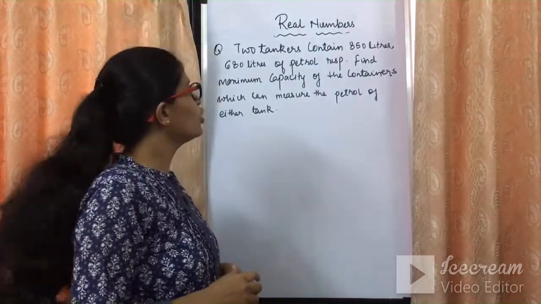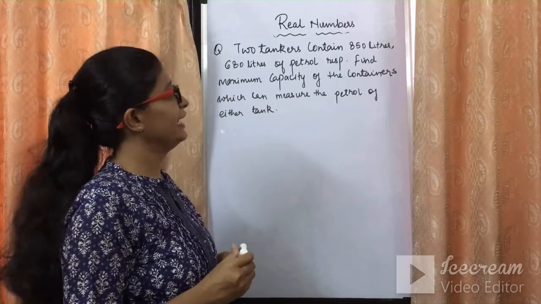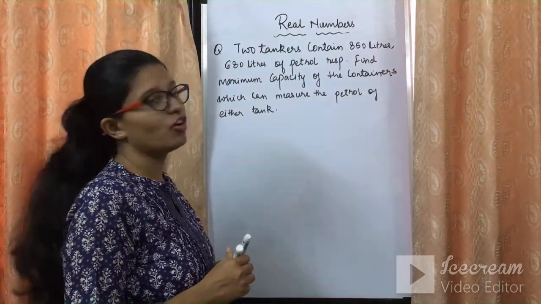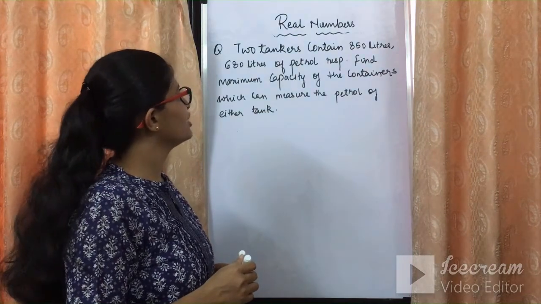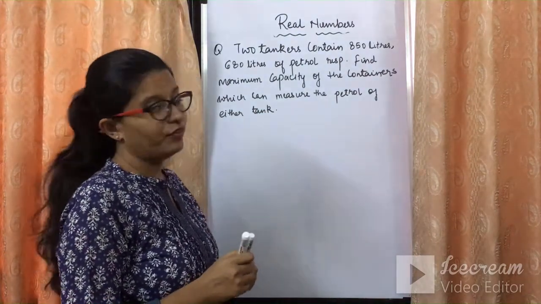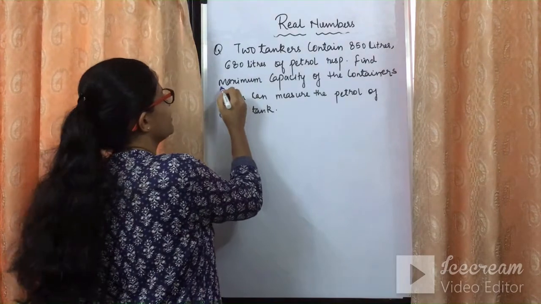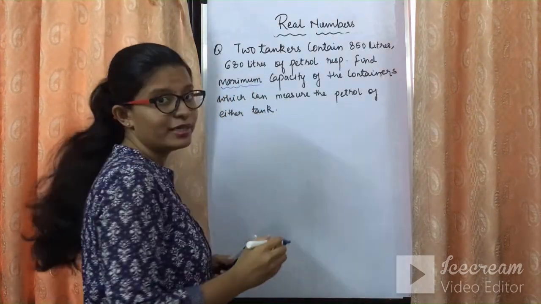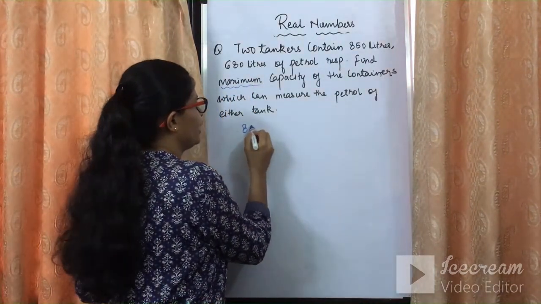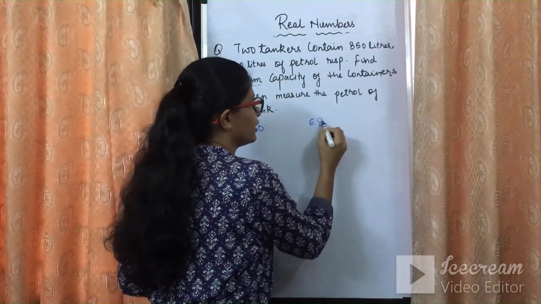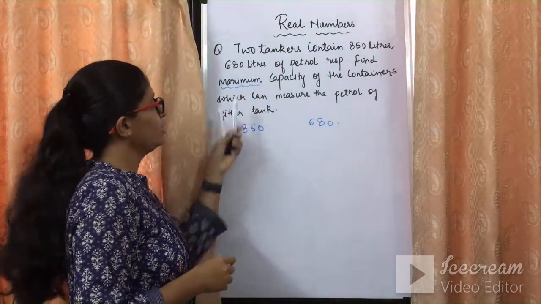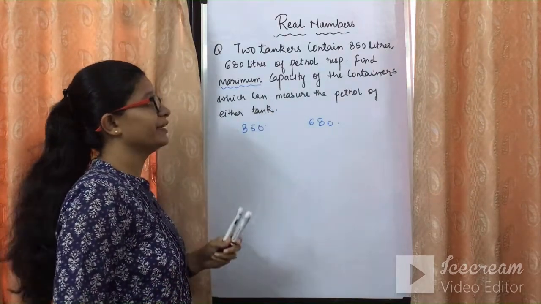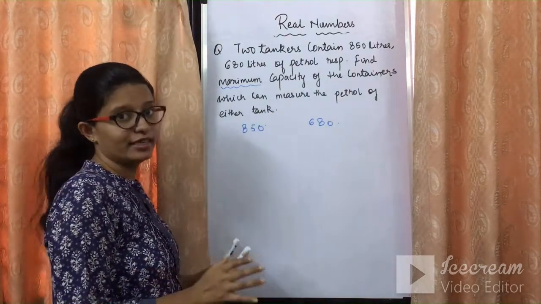Let's have a look on this question. 2 tankers contain 850 liters and 680 liters of petrol respectively. Find maximum capacity of the container which can measure the petrol of an either tank. What we need to find out, we need to find the maximum capacity. The दो numbers हमको क्या दिए हैं, that is 850 and 680. Correct? These many liters of petrols are there in the 2 tanks. We need to find the maximum capacity of the container which can measure the petrol of the either tank.